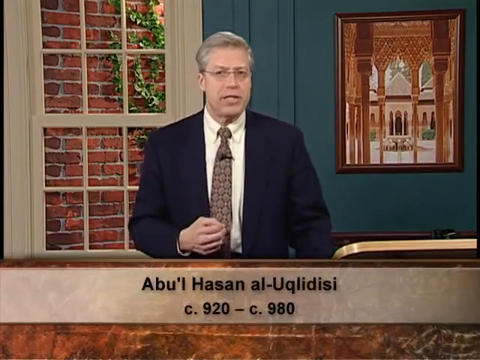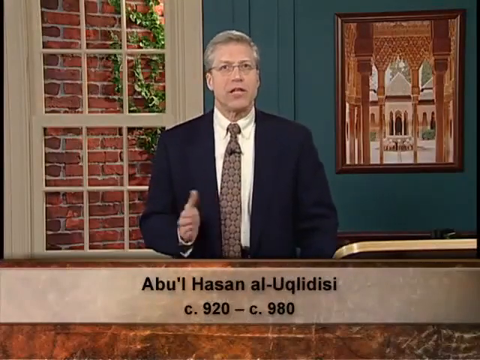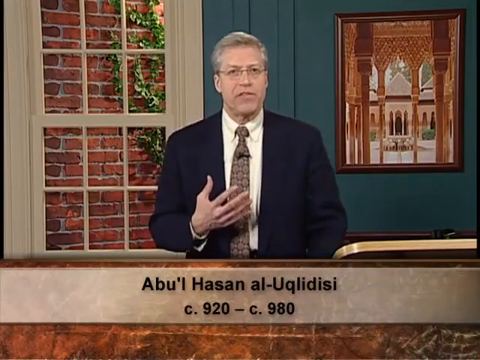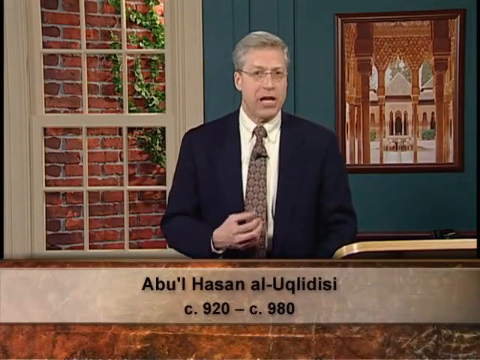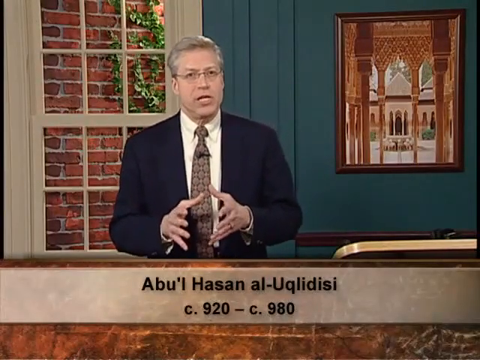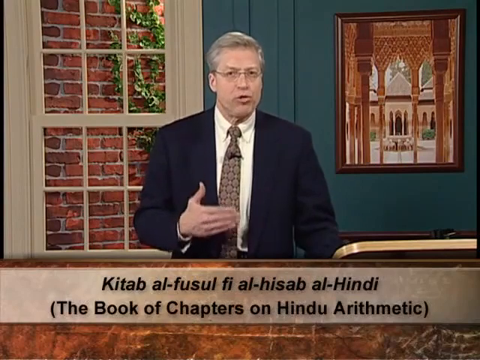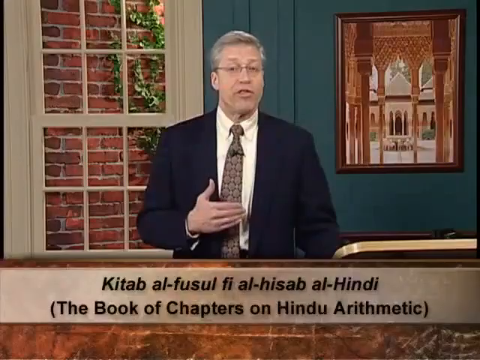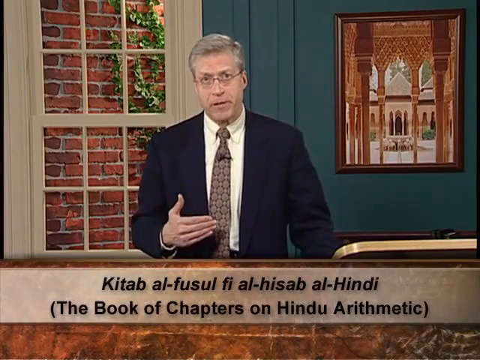The next mathematician I want to talk about is Abul Hasan al-Uqladisi. Again, we don't know exactly the years he lived, but he was sometime in the middle of the 10th century. We know that he lived in Damascus. And one of the books that he is best known for is the Kitab al-Fusal fi al-Hisab al-Hindi, or the Book of Chapters on Hindu Arithmetic. As I said, al-Khwarizmi was important for urging the adoption of the Hindu method of representing numbers. This particular book really shows how effectively this Hindu decimal system can be used in order to do calculations.